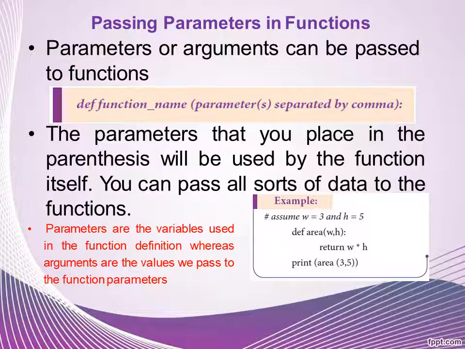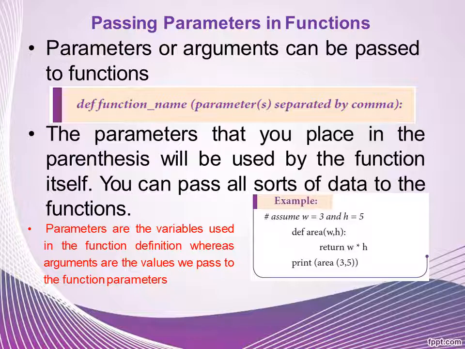Before that we saw the definition. Where do we declare the parameters? Inside the parentheses we declare the arguments, and outside the parentheses there will be a colon, I said. The same is given in this syntax. So the second point after the syntax: the parameter that you have placed in the parenthesis will be used by the function itself. The parameters are placed inside the parentheses, separated by comma. Now see this example: assume w equal to 3, h equal to 5, that is width and height.